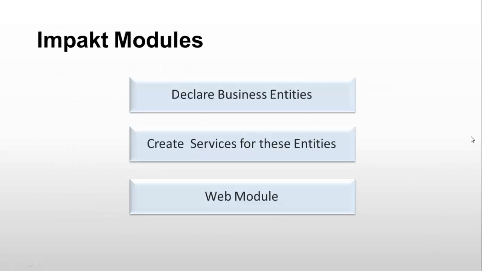Development in Impakt starts with declarations of business entities. This is followed by creation of services for these entities. Then we will create a web module to expose these services onto a web page.